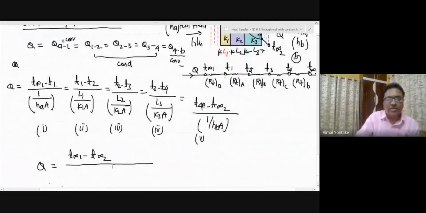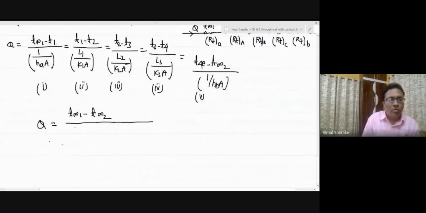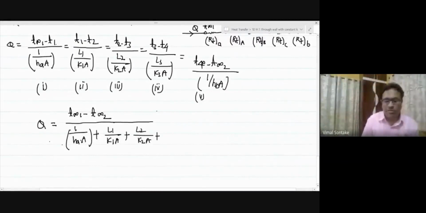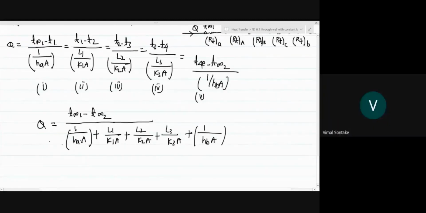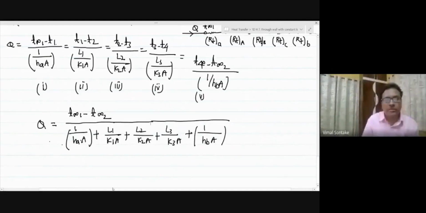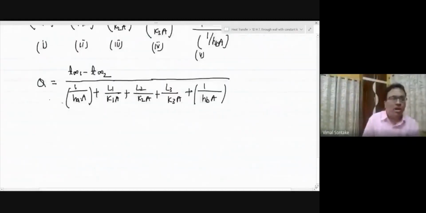So it can be written as one over h_a A plus L1 over K1 A plus L2 over K2 A plus L3 over K3 A plus 1 over h_b A. So this is the rate of heat transfer in case of composite wall separating hot and cold fluid.